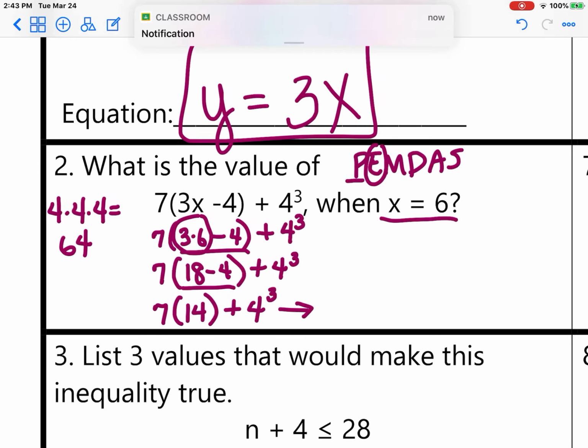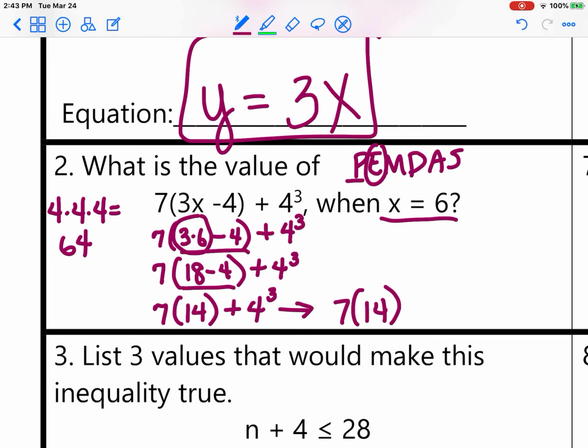I'm going to move this over because I'm out of room, sorry. Now it's 7 times 14 plus 64. Then we do multiplication and division, which we have multiplication now. I've got to figure out what was 14 times 7. I don't know my 14, so let me show my work over here. 7 times 4 is 28. 7 times 1 is 7 plus 2 is 9, so 98.